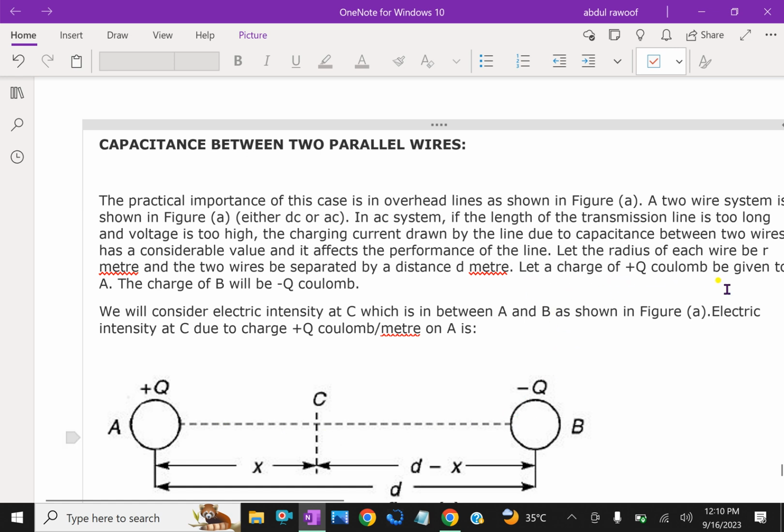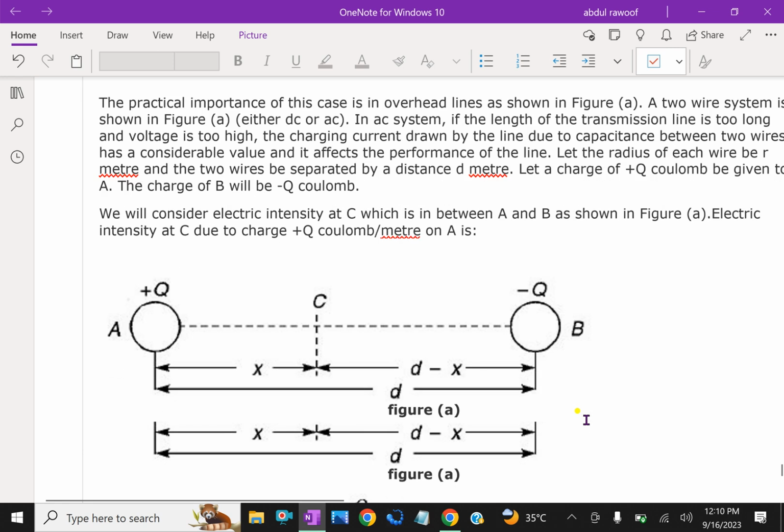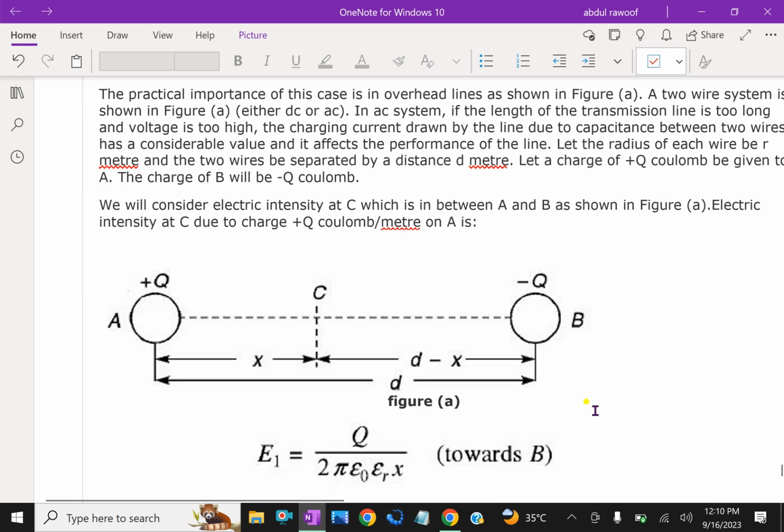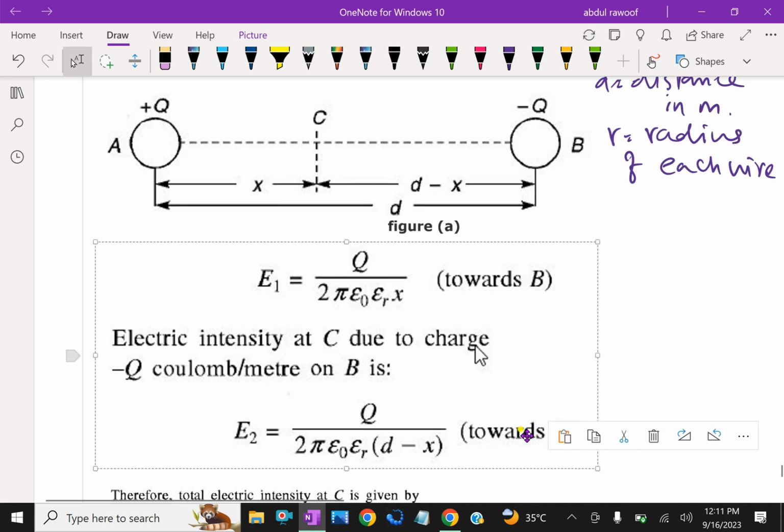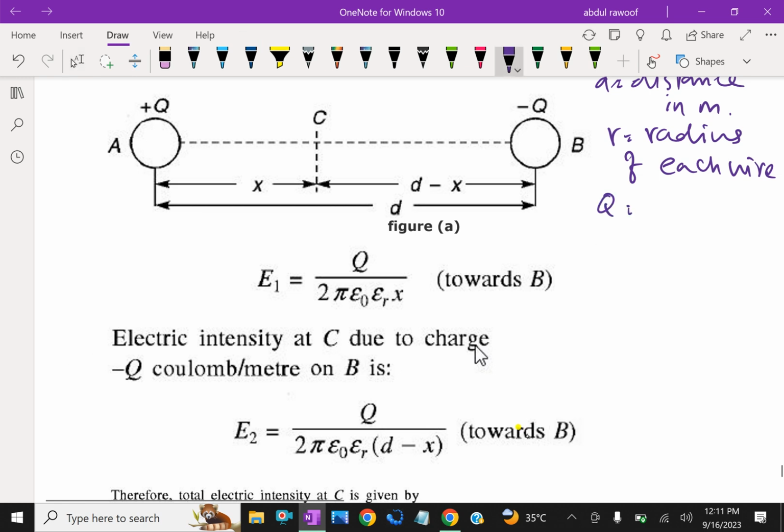Let a charge of q coulombs be given to wire A. The charge on B will be minus q coulombs. Look here, the given things are: d, the distance between the two wires in meters; r, the radius of each wire; and q, the charge in coulombs per meter length of the wire.